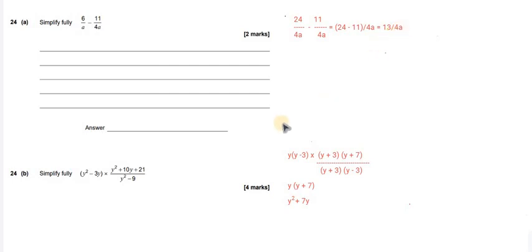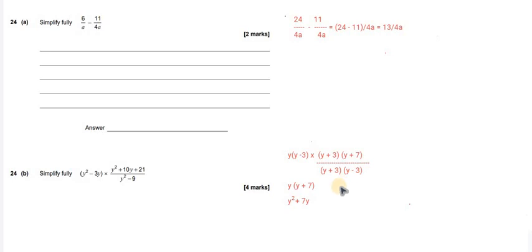As for part B, simplify fully y squared minus 3y in brackets times y squared plus 10y plus 21 all over y squared minus 9. Factorizing all the way around. So y squared minus 3y factorizes to y bracket y minus 3. Y squared plus 10y plus 21 factorizes to y plus 3, y plus 7. And y squared minus 9, difference of two squares, factorizes to y plus 3, y minus 3.